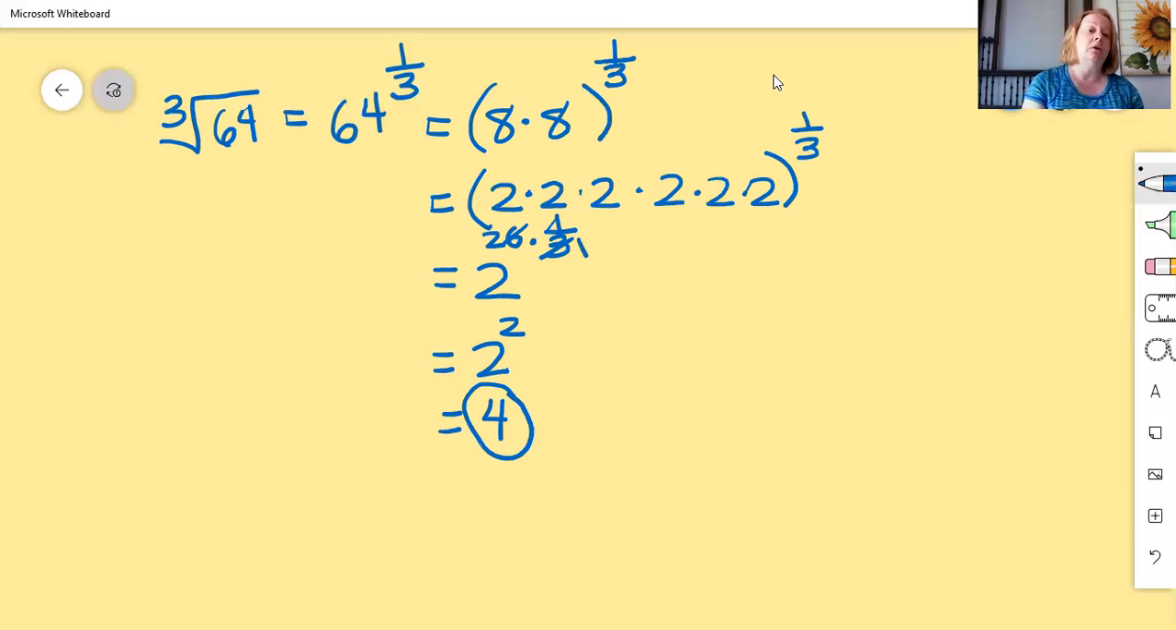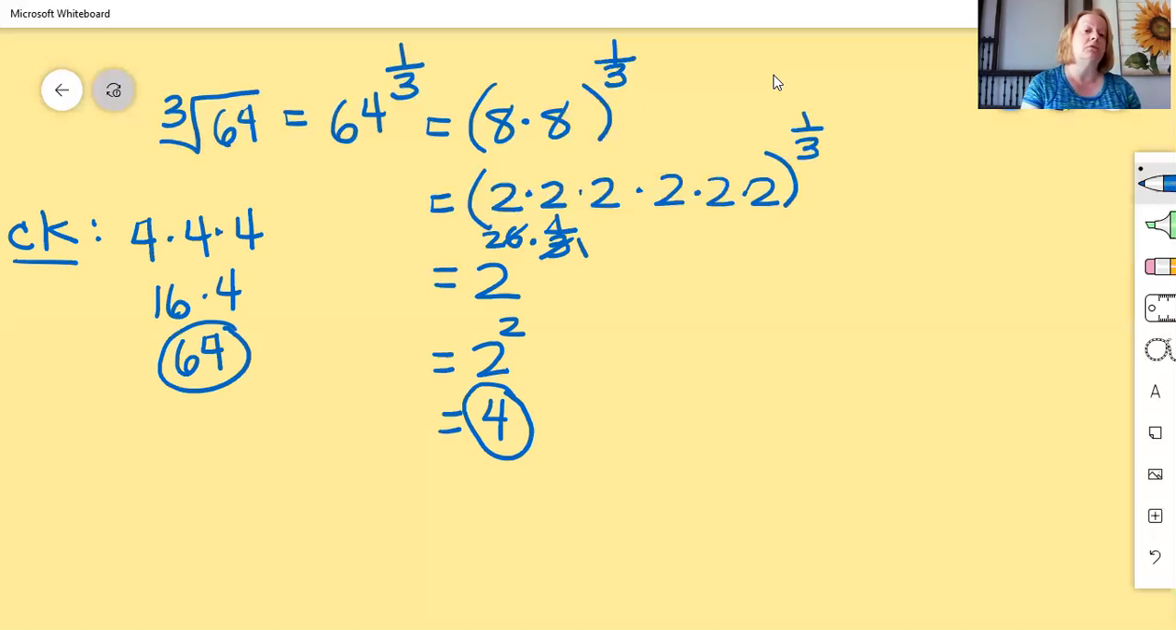Okay, now there's another way that you can check your answer. So let's go ahead and check it. That's going to be 4 times 4 times 4, which is 16 times 4, and that is indeed 64. And we did it right because there's 3 4's and the 64 matches the radicand underneath. So let's try one more here. Let's go to a new board.